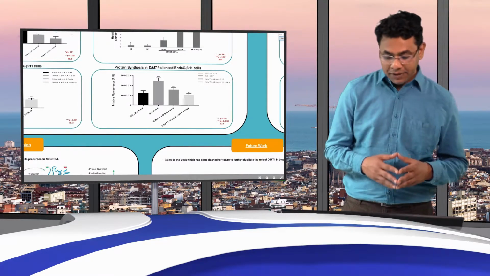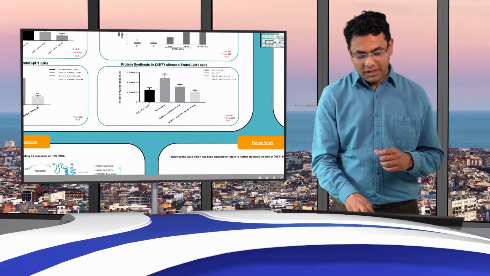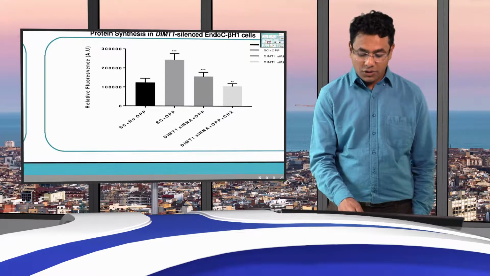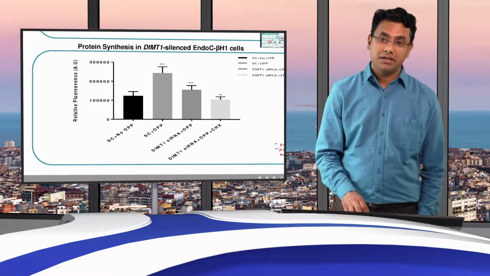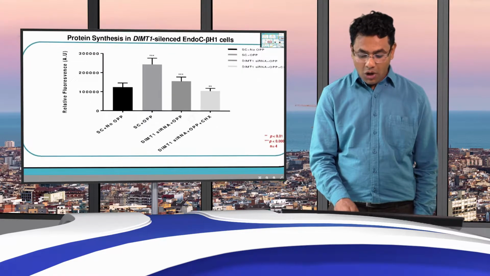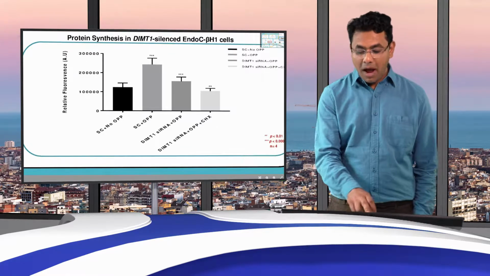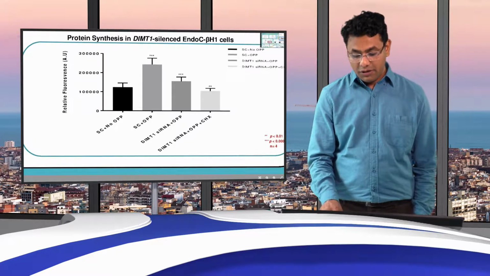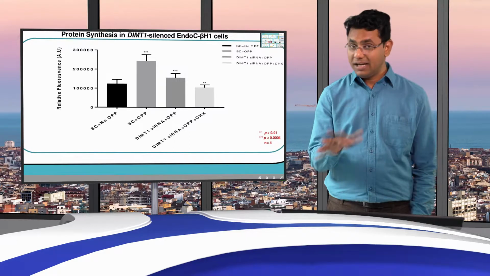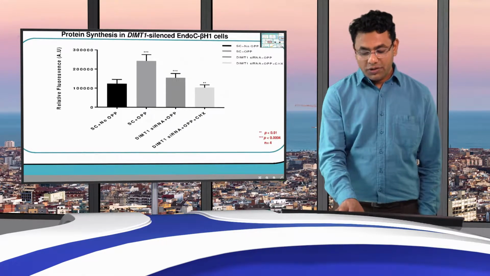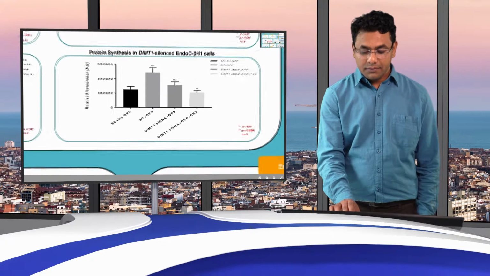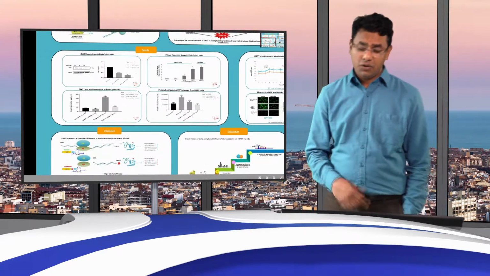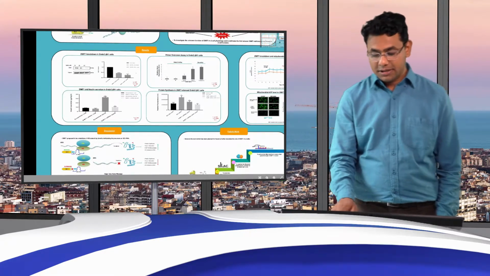As you can see, in the scrambled cells, when there is no OPP, we hardly have any fluorescence, but as soon as we added the OPP, the level of protein synthesis significantly went up, and when we knocked down DIMT1, you can see there was a remarkable decrease in protein synthesis. For the positive control, we used cycloheximide, which completely blocks protein synthesis. So these results suggested that DIMT1 has a functional relevance in beta cells, including insulin secretion and protein synthesis.